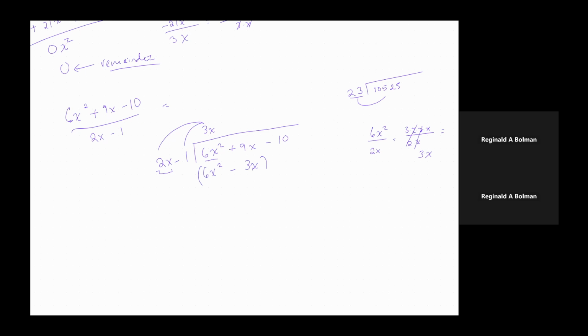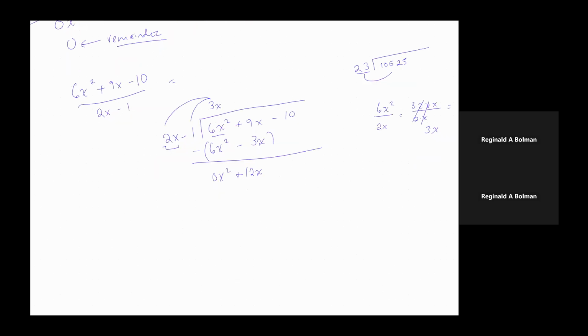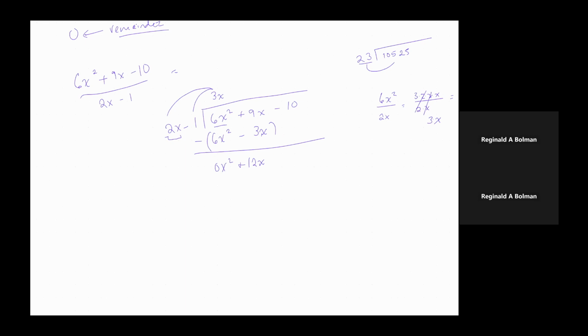And you're going to subtract: 6x squared minus 6x squared gives you 0x squared. Negative negative is a positive, so 9x plus 3x should give you a 12x. Remember, negative negative is a positive, so you have to keep track of the signs in your head, or you could erase the signs and rewrite them if you want to. Ultimately, you're going to have 0x squared plus 12x. At that point in time, we can drop the negative 10 down if we want to.